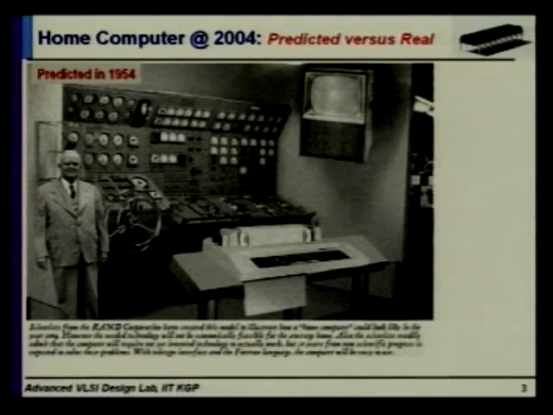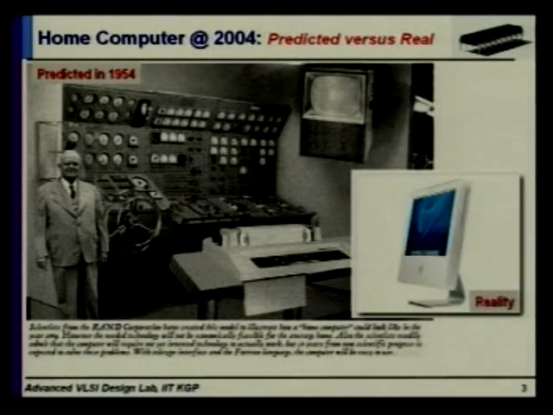Here are some nice pictures. This is a 1954 prediction of a home computer in 2004. So in 1954, this gentleman predicted that in the year 2004 a home computer is going to look like that, right? And this is actually how it looks. This is the iMac, the Apple iMac, which you must have seen. Have you?